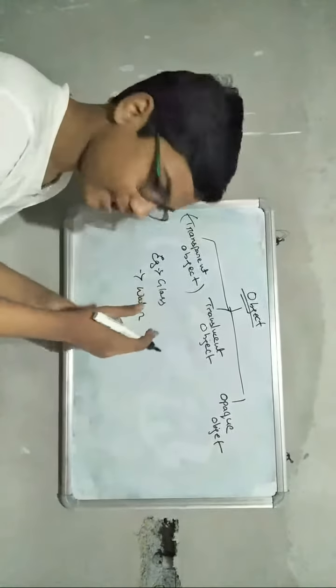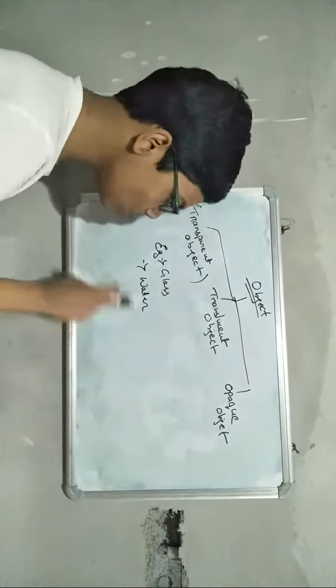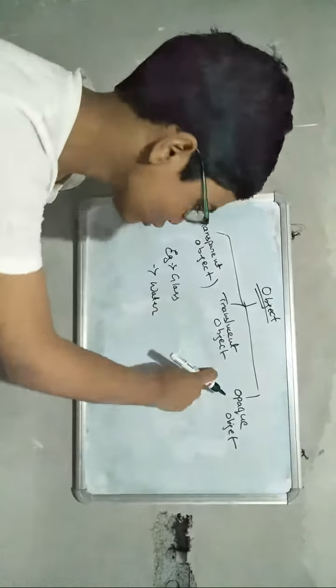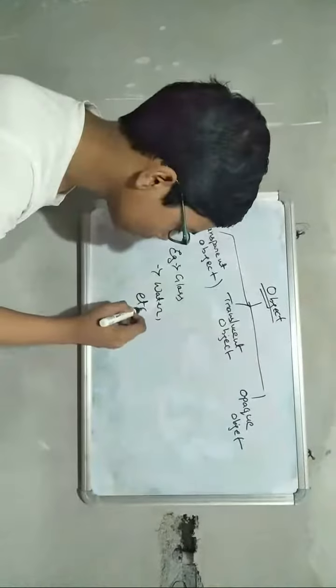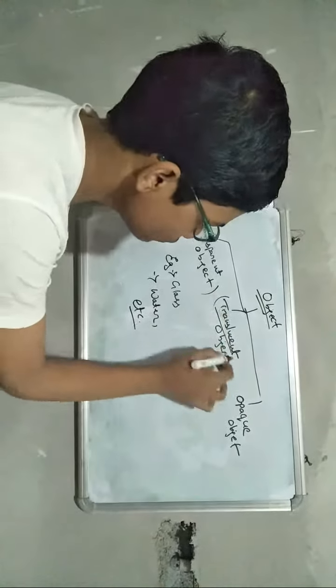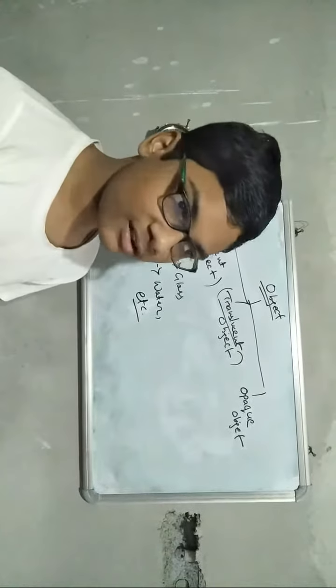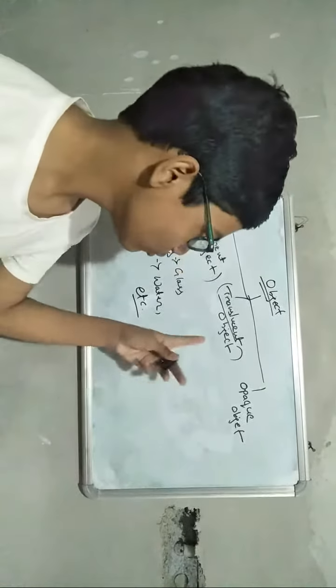Water is also like glass only. It has to be pure and clean water. If it is dirty water, it falls in the classification of translucent object. Next, coming to the translucent object. Now, what is a translucent object? The object that partially passes the light through it.